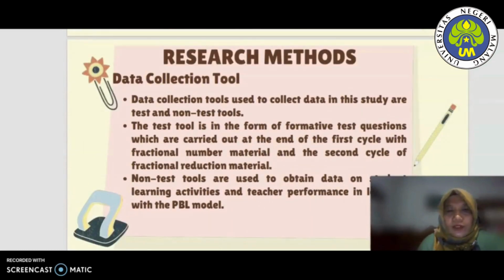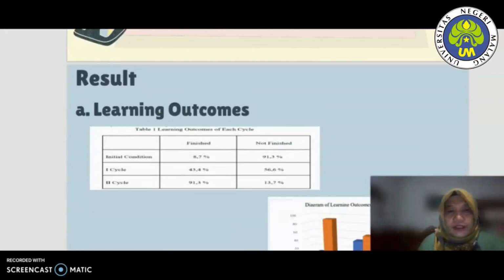Data collection tools. Data collection tools used to collect data in this study are test and non-test tools. The test tool is in the form of formative test questions, which are carried out at the end of the first cycle with fraction number material and the second cycle of fraction reduction material. Non-test tools are used to obtain data on student learning activities and teacher performance in learning with the PBL model.